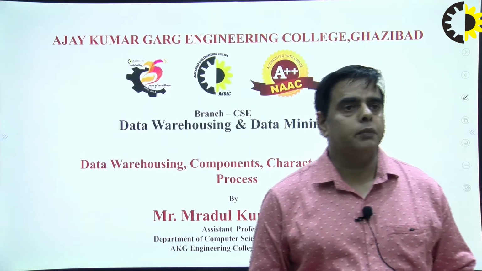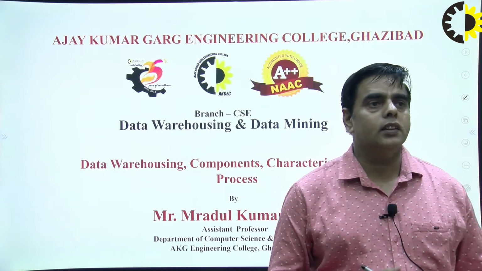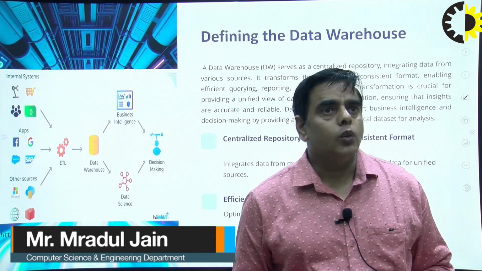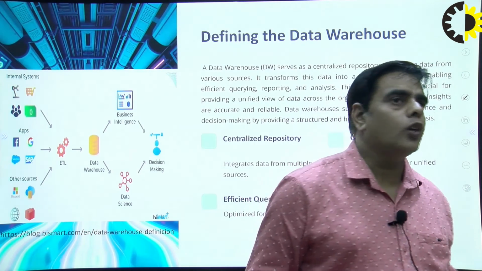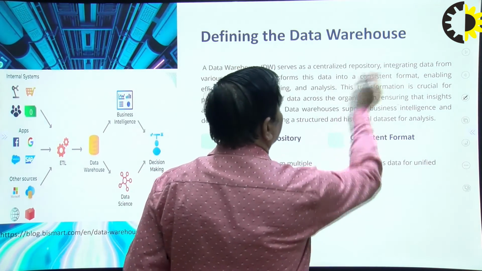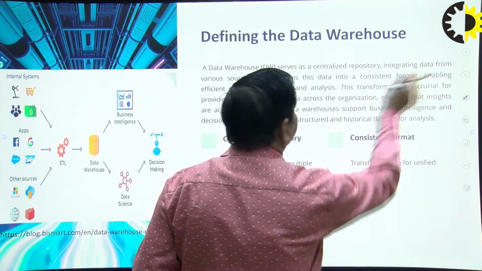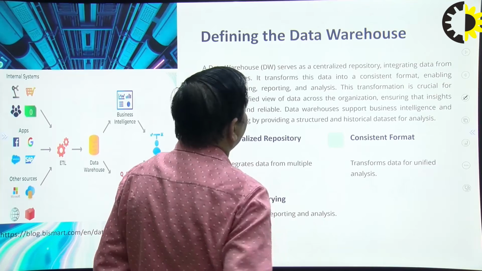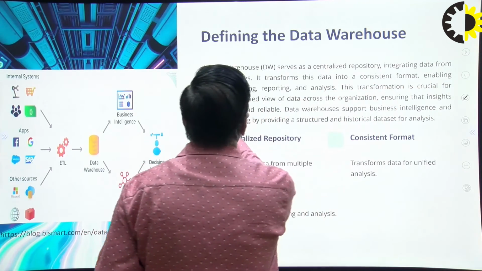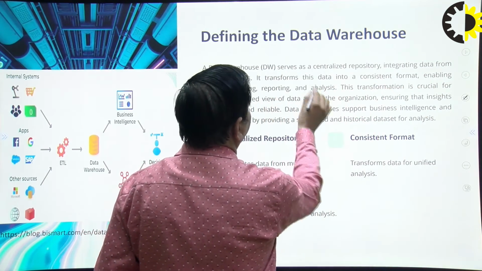Hello friends, my name is Mradul Jain and today we will discuss data warehousing and its components, characteristics and ETL process. So starting from the data warehouse, a data warehouse serves as a centralized repository integrating data from various sources, and it transforms this data into a consistent format, enabling efficient querying, reporting and analysis.